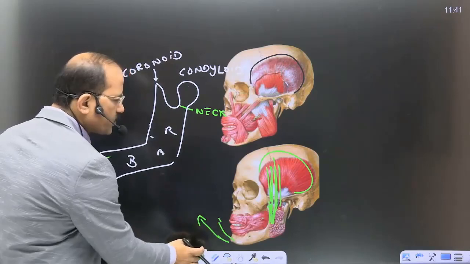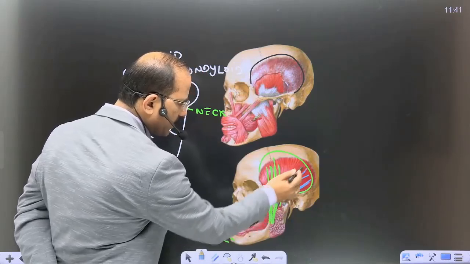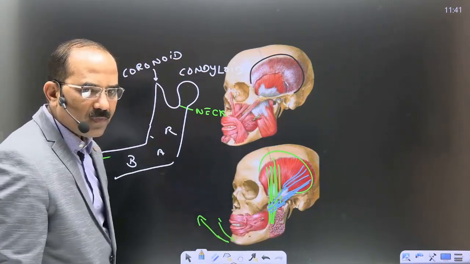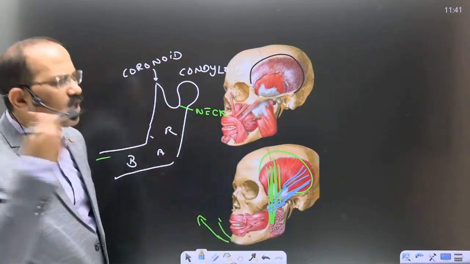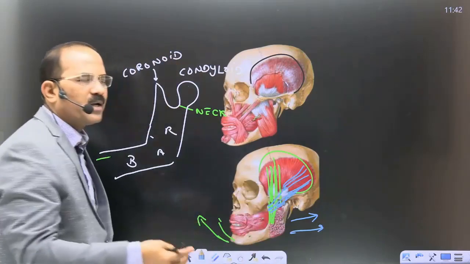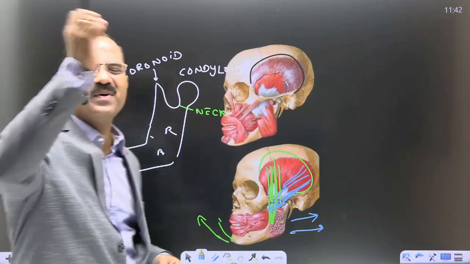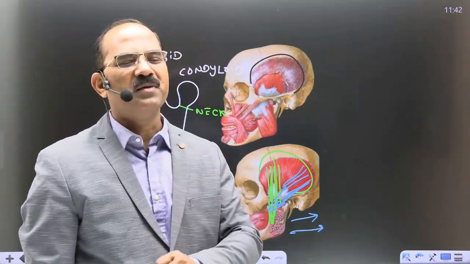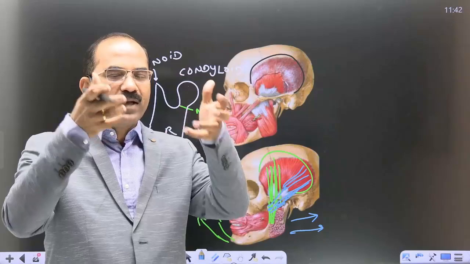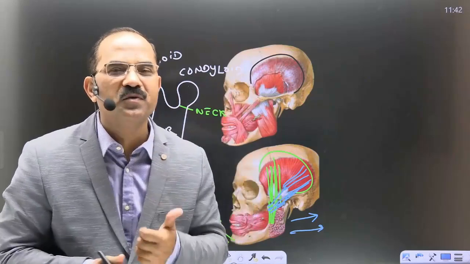Now look at this fiber, students. Specifically, these fibers are coming from backside like this, and they come and get inserted on the coronoid process. They're coming from behind. So when they contract, they're going to pull the mandible backwards, right? What is this? Retraction. Yes, very good. That's retraction of mandible. So what is the action of temporalis? One is elevation of mandible, and the second one, the posterior fibers, they do retraction of mandible. Am I clear to all of you?